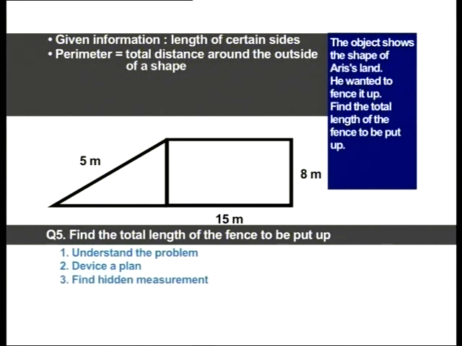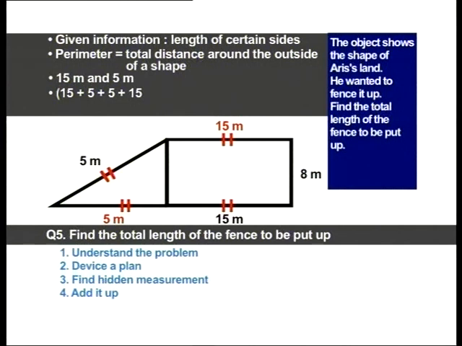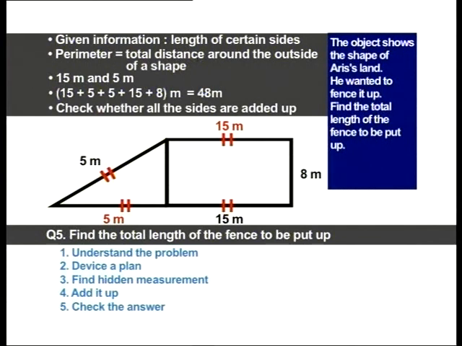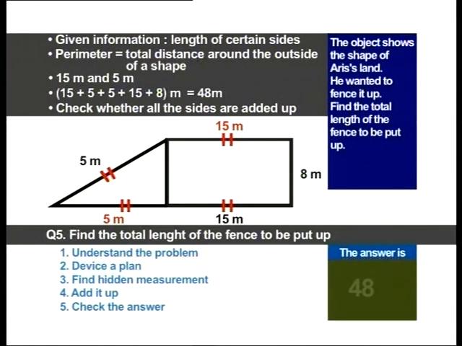Find the hidden measurement with the help of the shape characteristic. The hidden measurements are 15 meters and 5 meters. Add it up. 15 meters plus 5 meters plus 5 meters plus 15 meters plus 8 meters equals 48 meters. Check the answer. Check whether all the sides of the shape are added up. The answer is 48 meters.